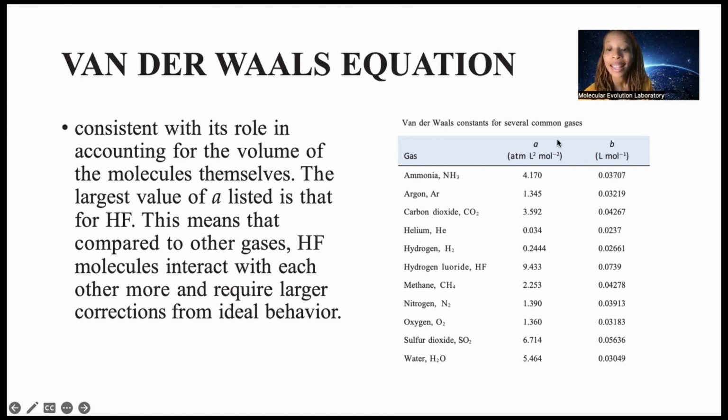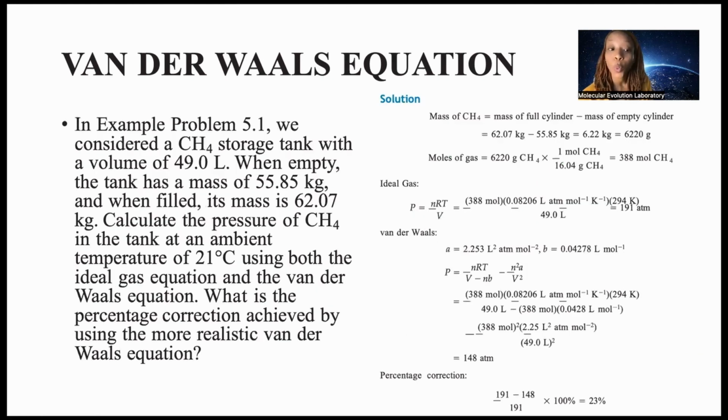So here we can see a list of van der Waals constants for the van der Waals equation for common gases. In example problem 5.1, we considered a methane storage tank with a volume of 49.1 liters. When empty, the tank has a mass of 55.8 kilograms, and when filled, its mass is 6.07 kilograms. Calculate the pressure of methane in the tank at an ambient temperature of 21 degrees Celsius using both the ideal gas equation and the van der Waals equation.